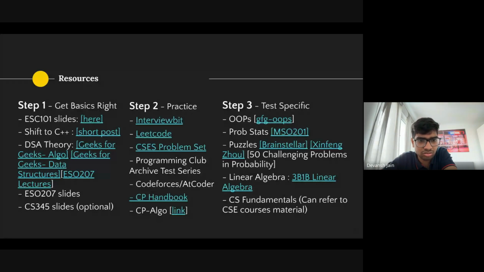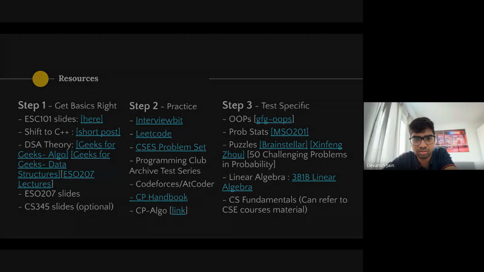Yeah, these are the sources that were mentioned before too. So InterviewBit and LeetCode are a must. And if anyone has not done ESO 207, they can ask for slides from any other CSE department guy. CS 345 is optional, but you can cover graphs and DP from CS 345. It's very helpful. Next.